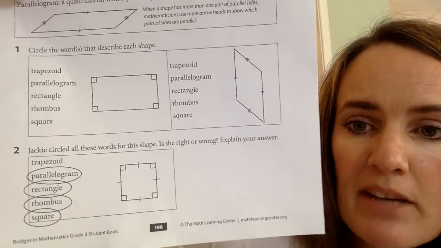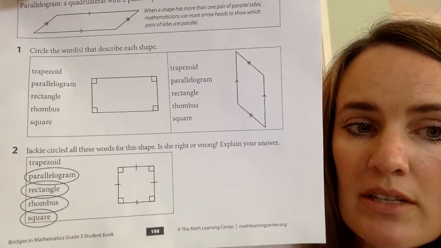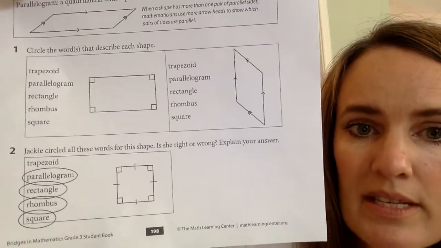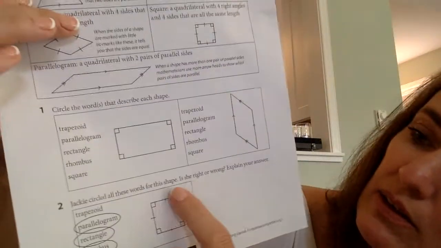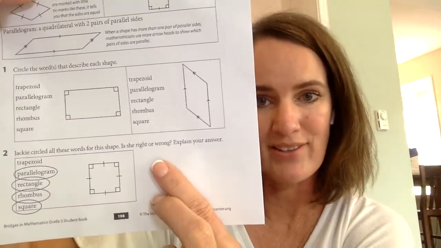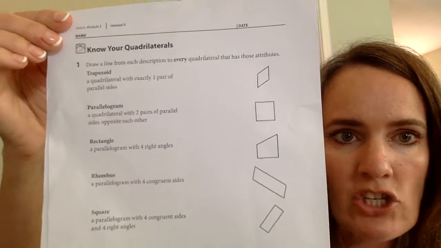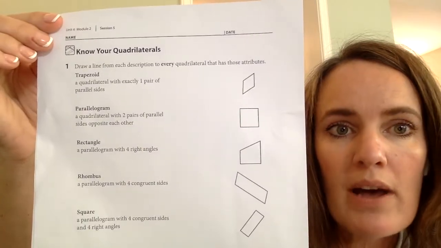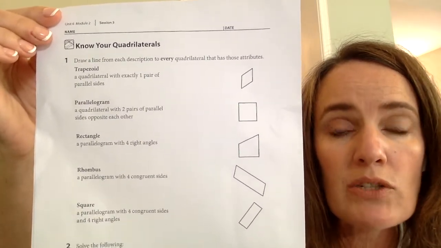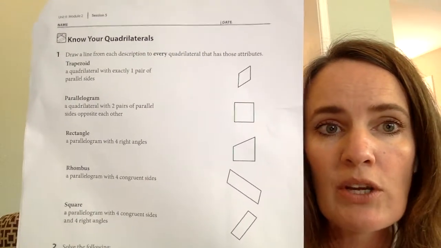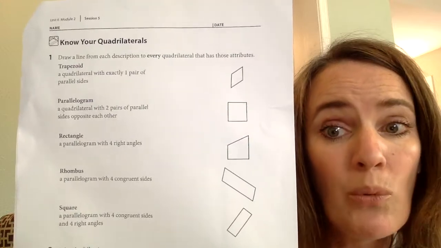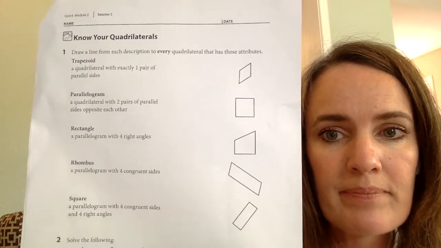Go down each word and make sure that the word she circled makes sense with the definition. So then you can tell us, is she right or wrong? Explain your answer. All right, next page. Now this page is kind of like a matching game. Draw a line from each description to every quadrilateral that has those attributes. So you might be drawing more than one line.